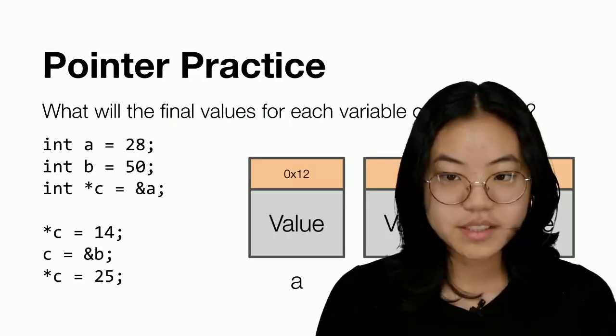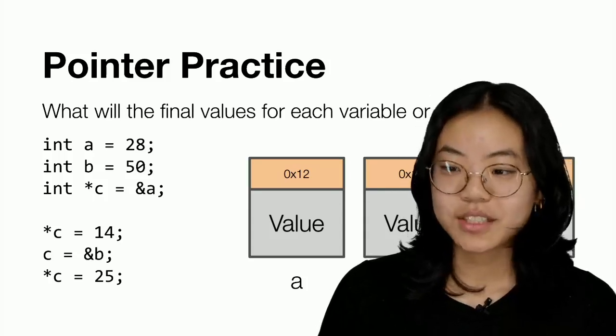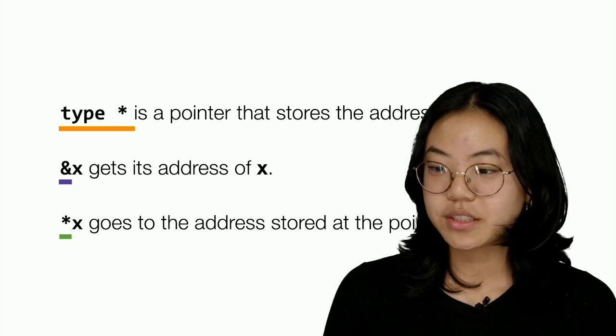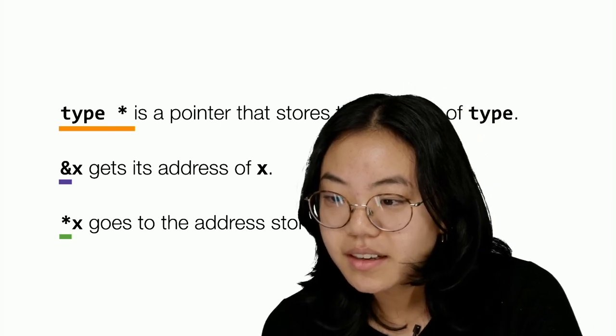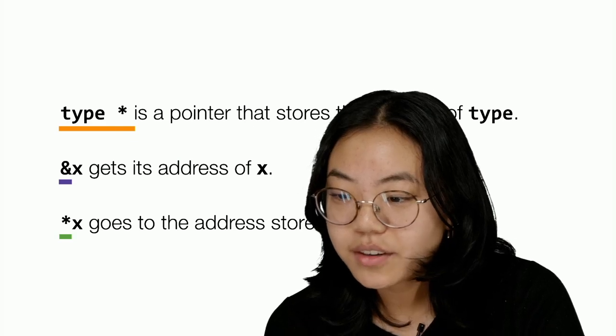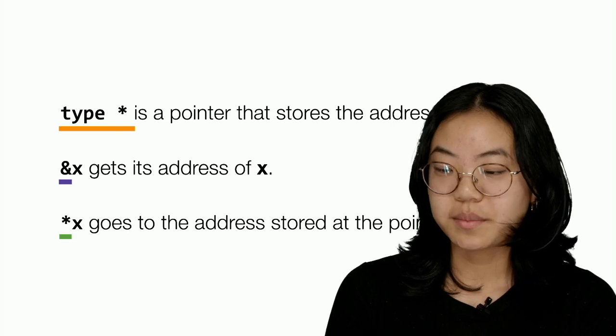Okay, before we do this practice, are there any questions about pointers? Okay. How did the address numbers get chosen? They all seem pretty random.